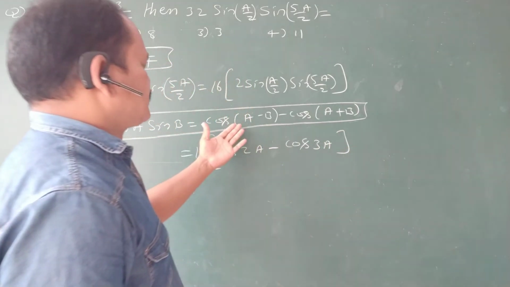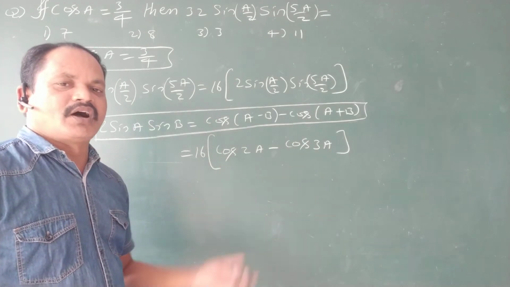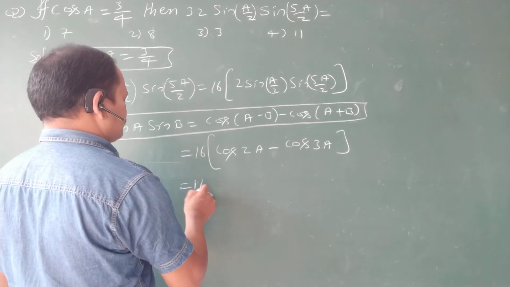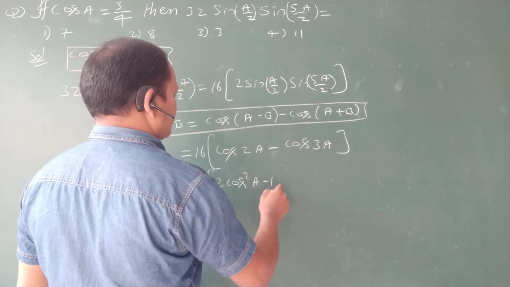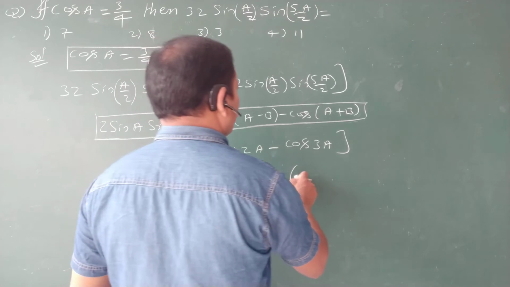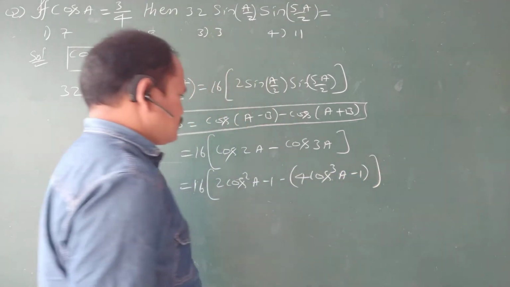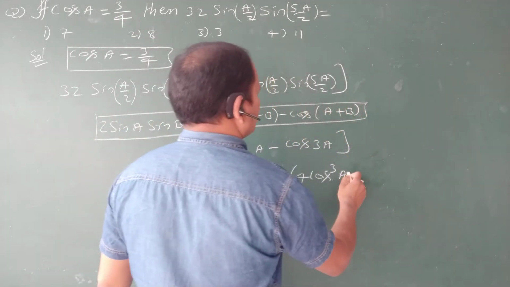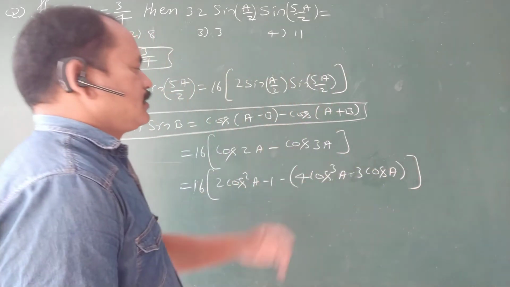So according to the formula cos (A minus B) minus cos (A plus B), here we get 16 times of cos 2A minus cos 3A. That's why 16 times of cos 2A, which is 2 cos square A minus 1, minus cos 3A. Sorry, cos 3A is nothing but 4 cos cube A minus 3 cos A. That is the formula for cos 3A.